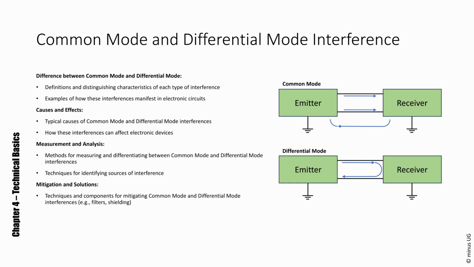Differential mode noise is often addressed using capacitors or differential mode inductors that filter out unwanted noise frequencies from the signal lines. Both types of interference can also be mitigated by improving the circuit design, such as using twisted pair cables for balanced signals, ensuring proper grounding, and minimizing loop areas that can pick up electromagnetic interference.